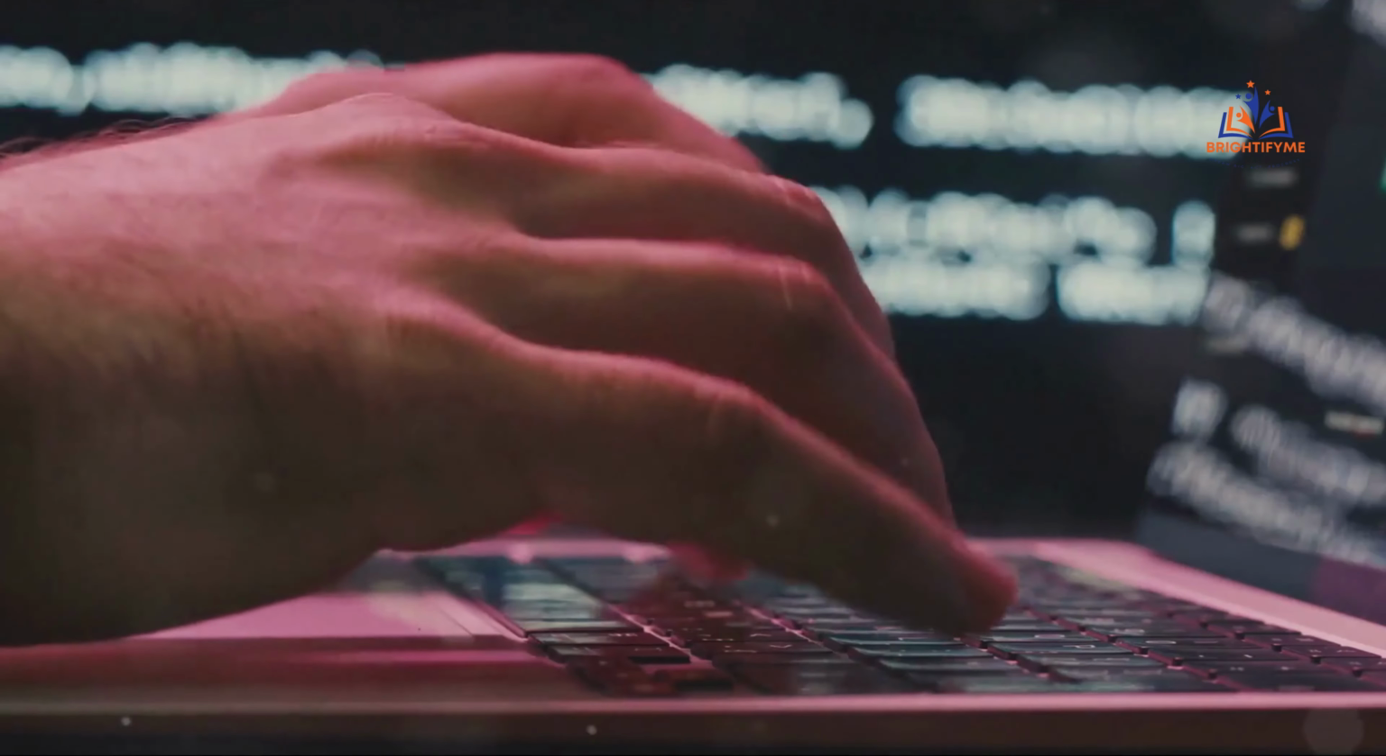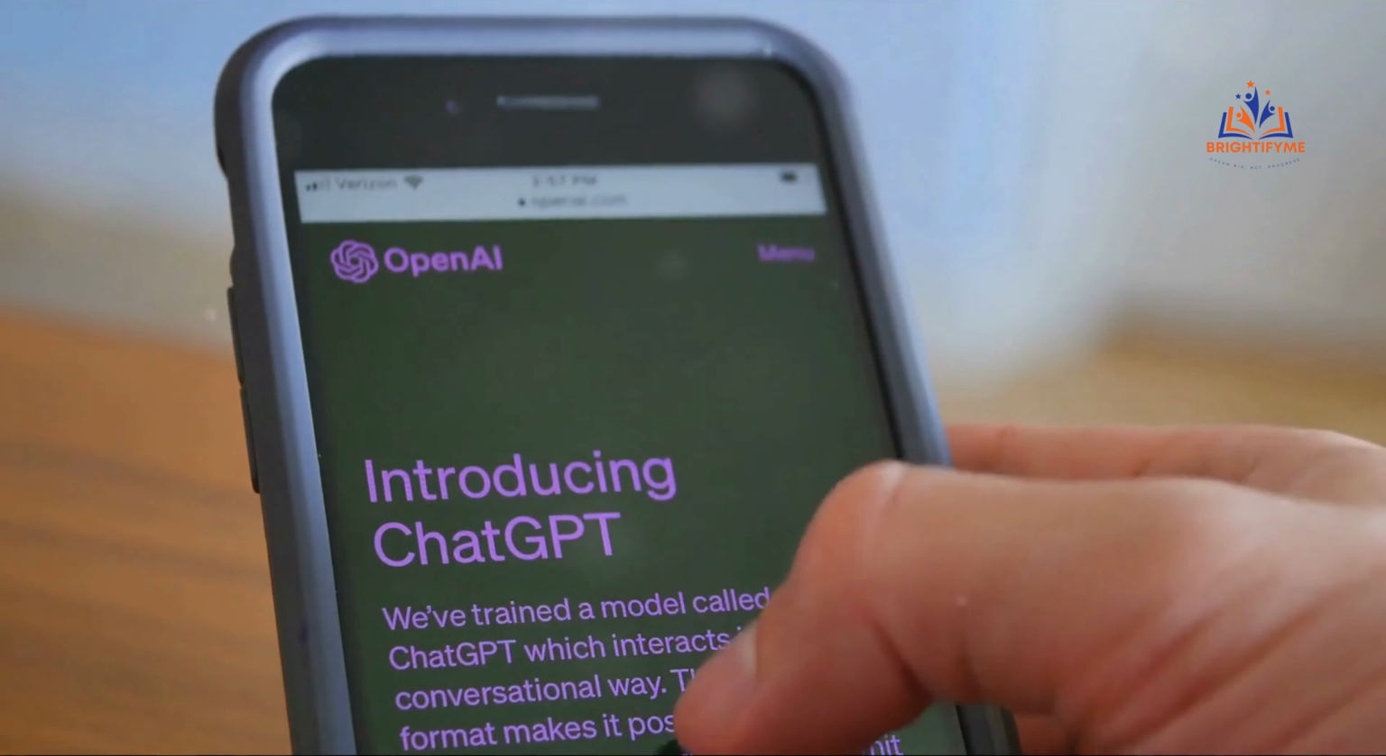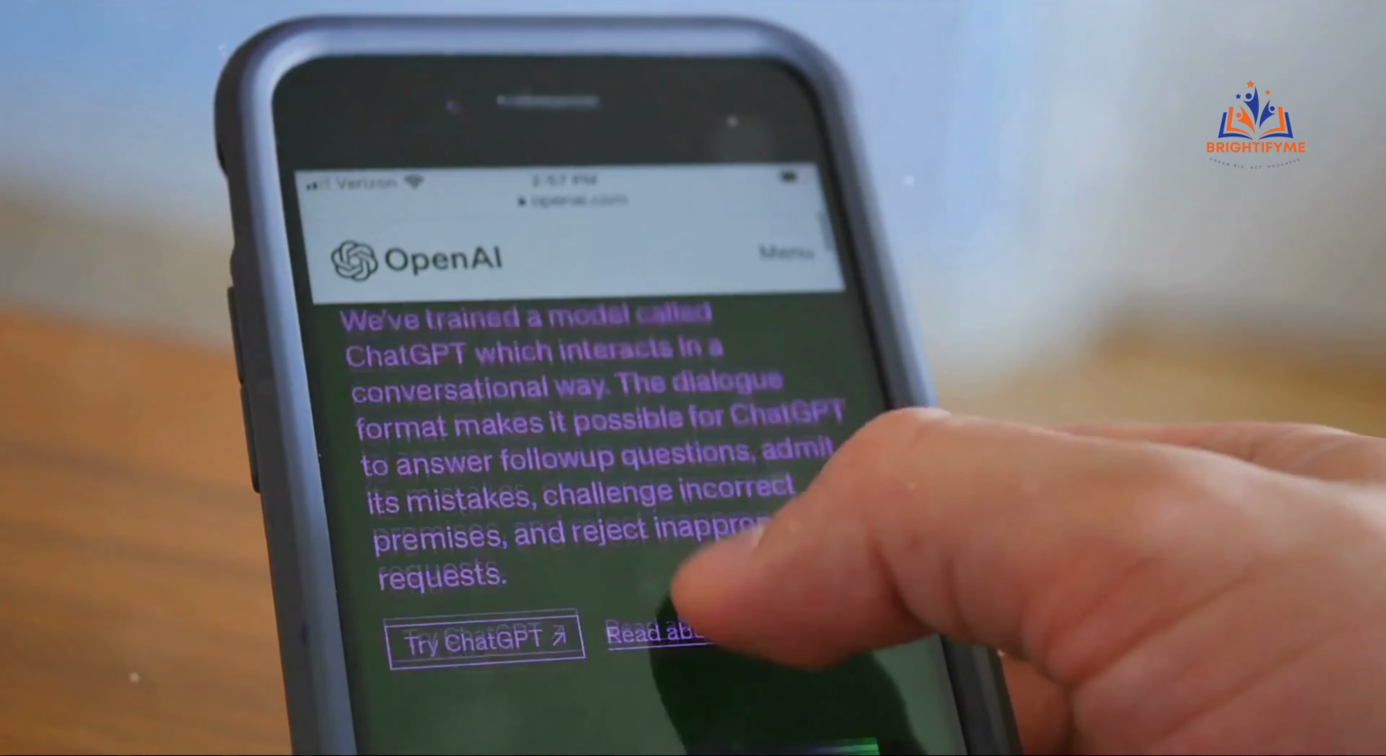In various fields, ChatGPT 4 is making waves. Whether it's drafting emails, creating content, developing software, or even tutoring in various subjects, this tool is revolutionizing the way we work. It's not just a chatbot, it's a versatile assistant ready to make your life easier.